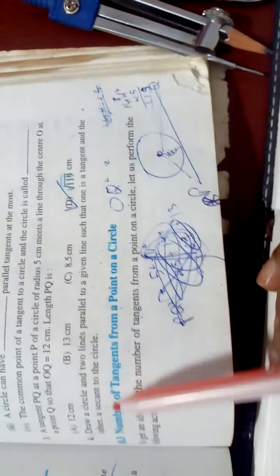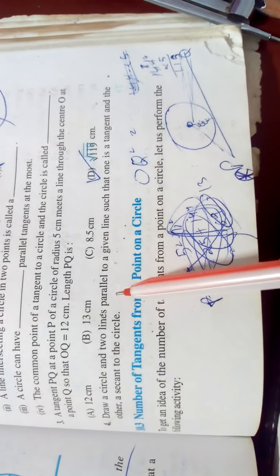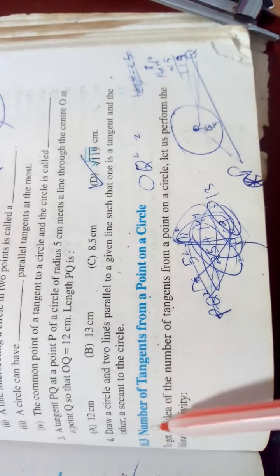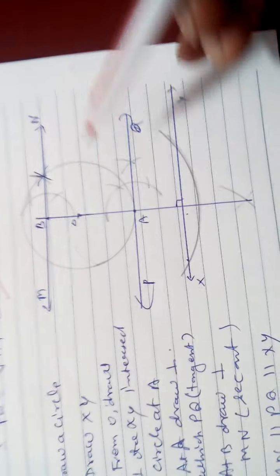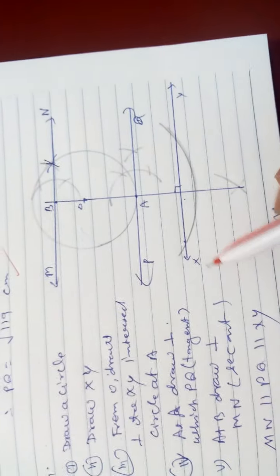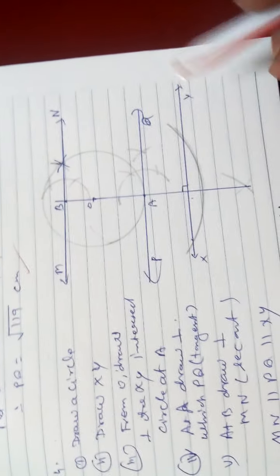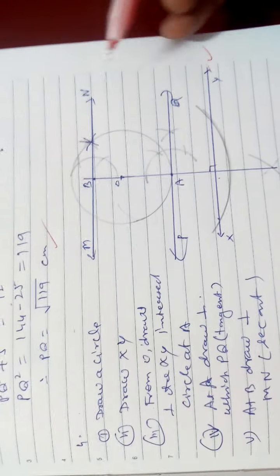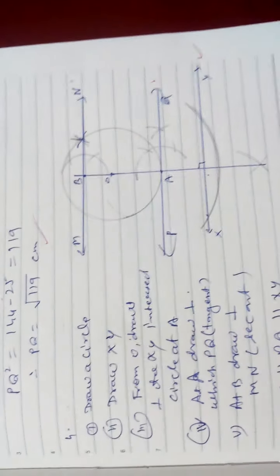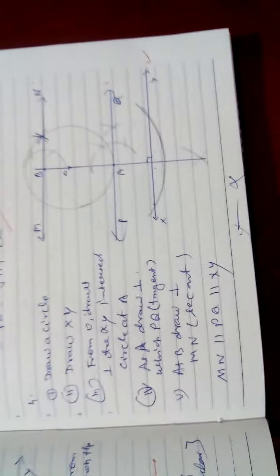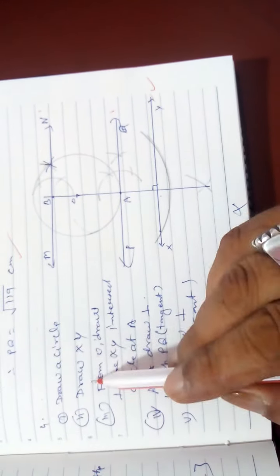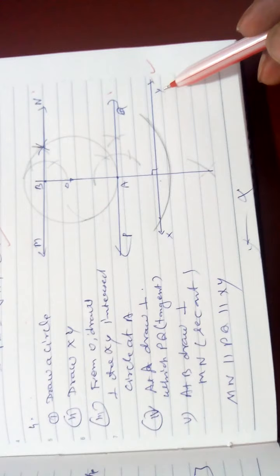The fourth question is given. Draw a circle with a center and two lines parallel to a given line such that one is a tangent and the other is a secant. Three lines you want to draw. First of all you draw a circle by compass, then draw a line by scale. You want two more lines parallel to XY, one will be the tangent and one will be the secant. First you draw a circle, and draw a line XY outside by scale.